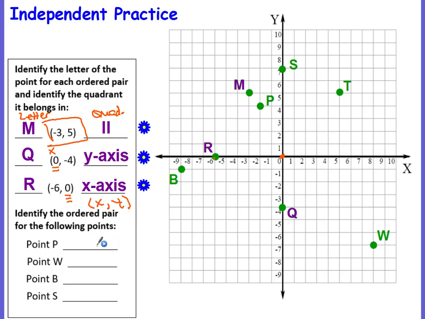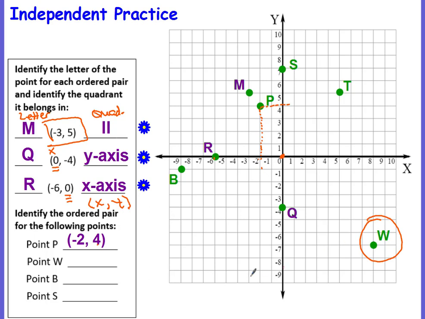Okay, point P is located at -2, 4. So here is point P. When you started from the origin, you moved over to -2 and up to 4. You could actually draw the lines. Where does it cross the x-axis? At -2. Where does it cross the y-axis? At 4. -2, 4. Go ahead and try to find the ordered pair for point W.